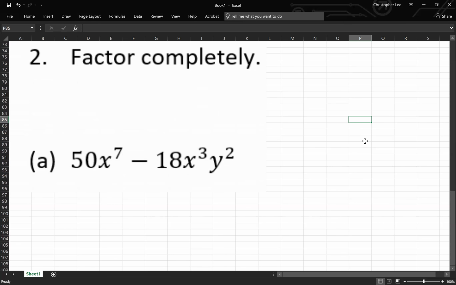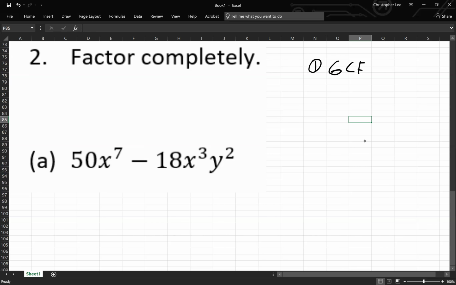First, the GCF. So what is the GCF here? I need a couple of things. I need a number that goes into 50 and 18 evenly. I need some variables that they have in common. What is it?